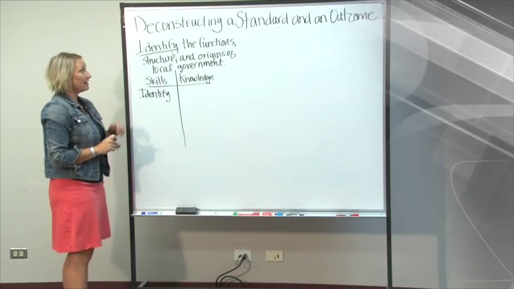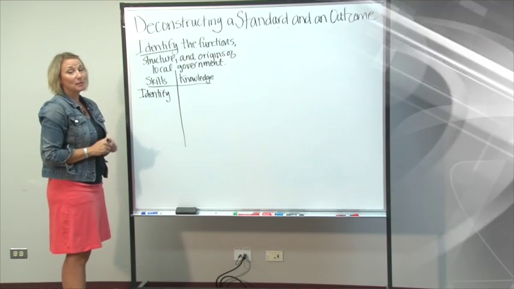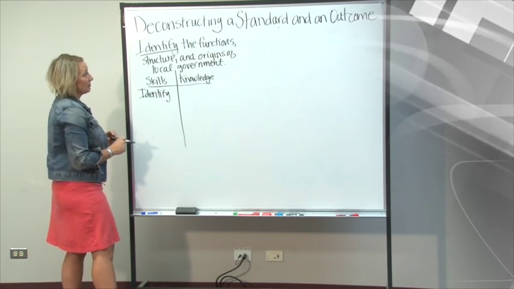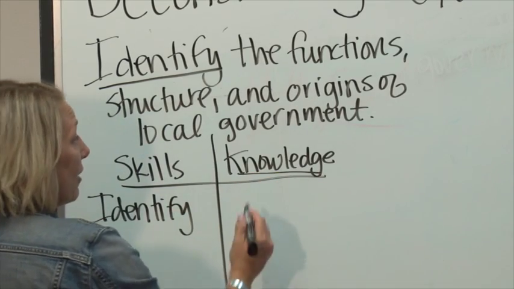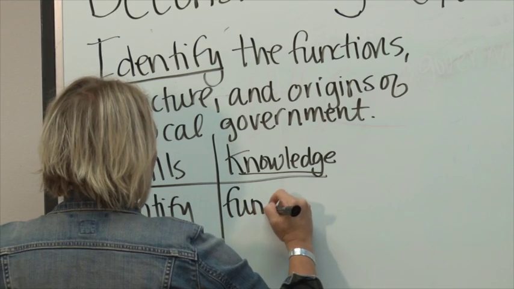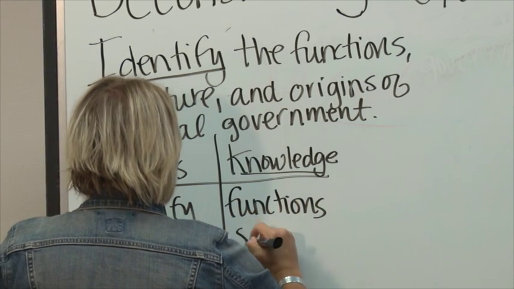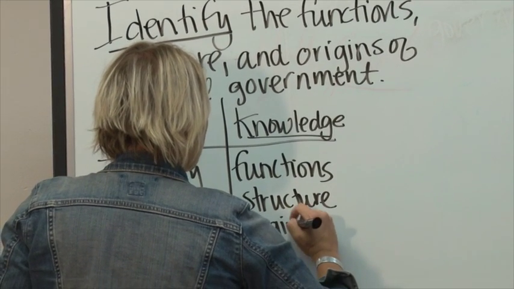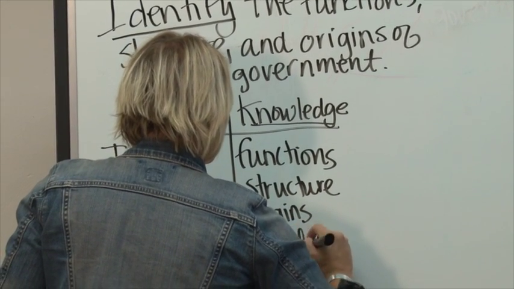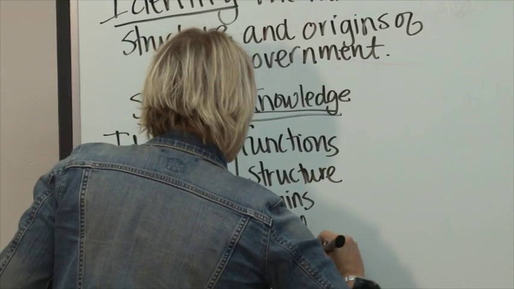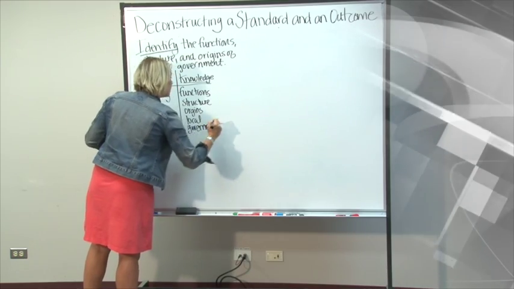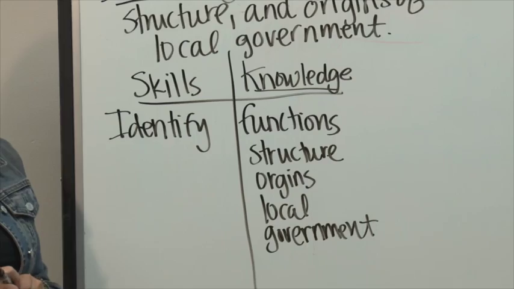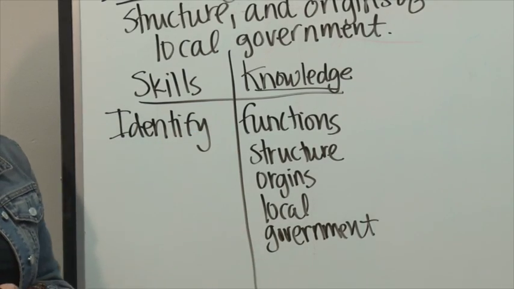So a third grade student in social studies, the only thing that the student needs to be able to do is to identify, which is pretty low on the Bloom's level of taxonomy. As far as knowledge goes, which is the nouns, they need to know functions, structure, origins, and local government. So for third graders in Colorado, in order to be successful at this standard, all they need to be able to do is identify these items.